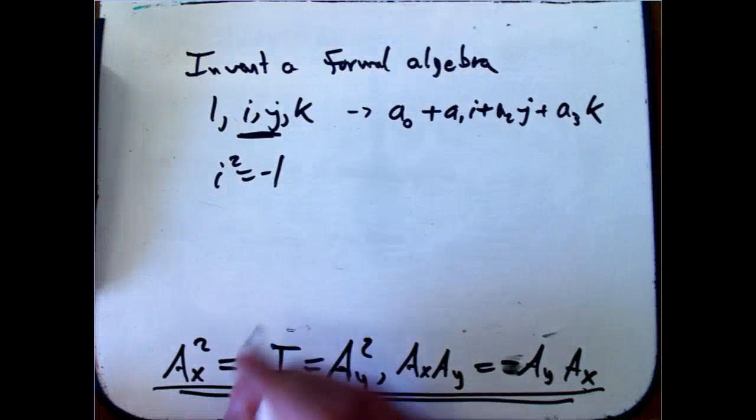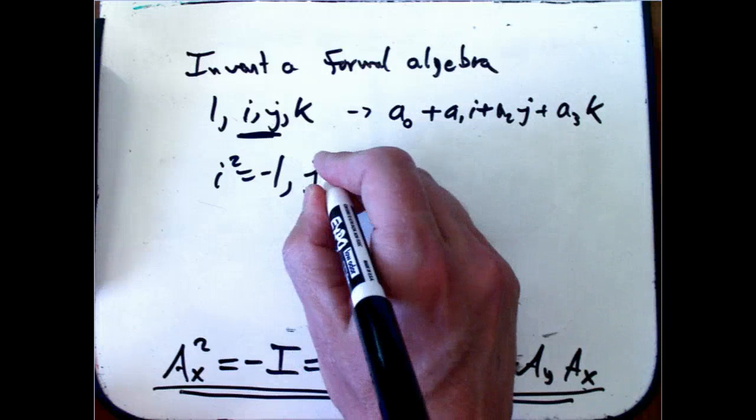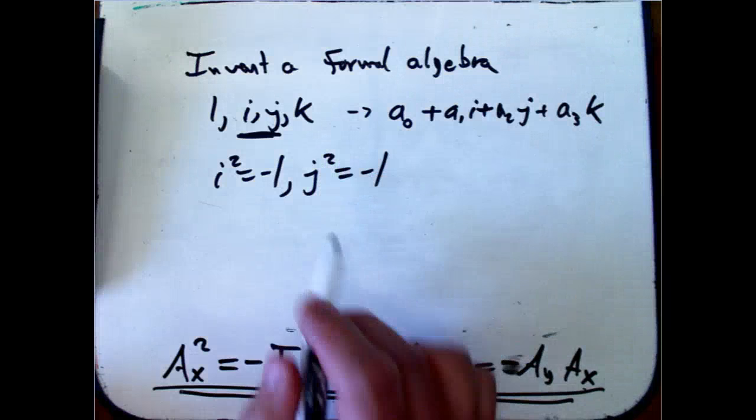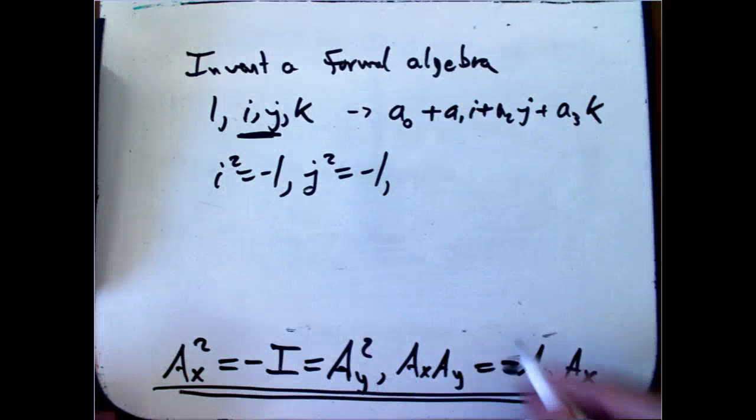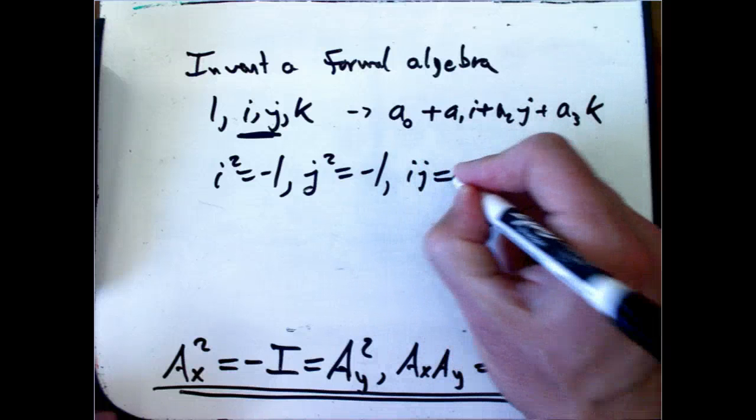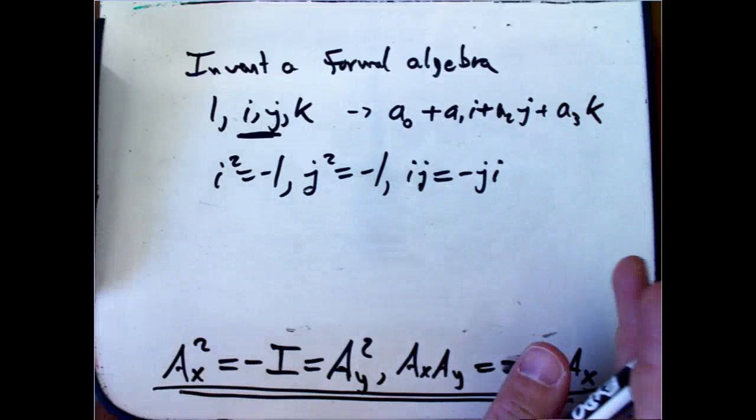Well, thank God. Otherwise, it'd be really confusing. But this new guy, j, it should also square to minus 1. Because this is going to be kind of a placeholder for the formal behavior that this AY matrix has. And what does this say? It says that ij should be anti-commutative, at least for these guys. In general, it's just kind of not commutative.